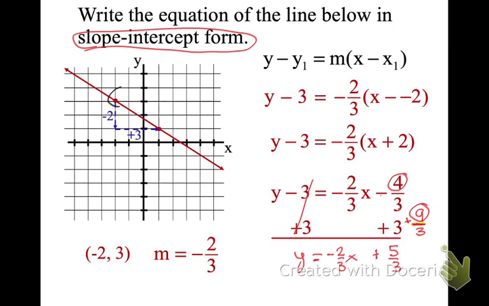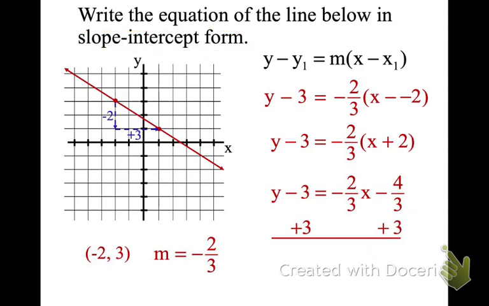I could choose this one. I could choose this one. Use the point (-2, 3). I think I used that first one. And then we found the slope, and we substituted them into point-slope. Okay?